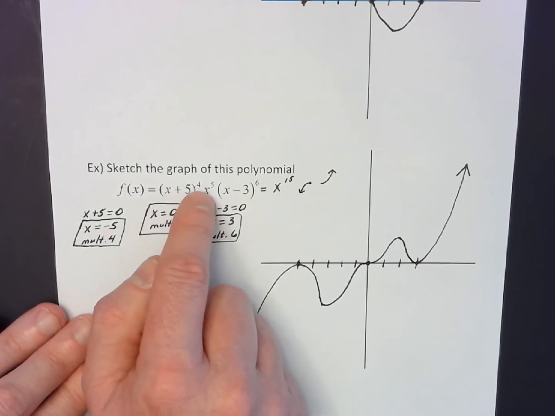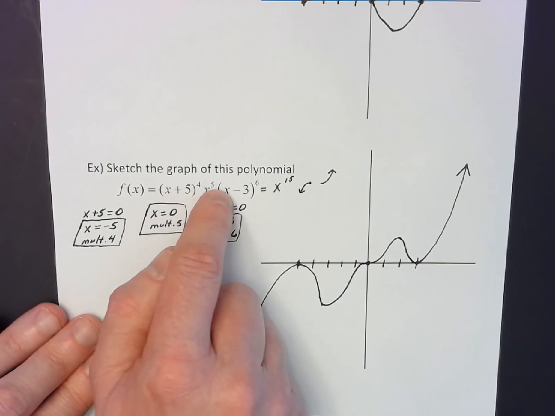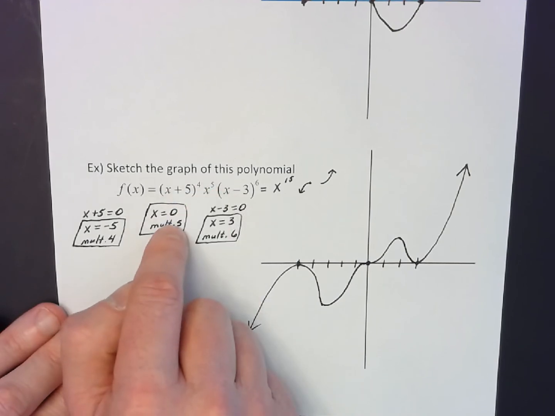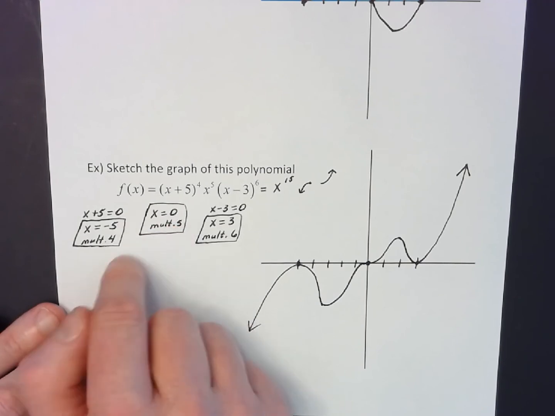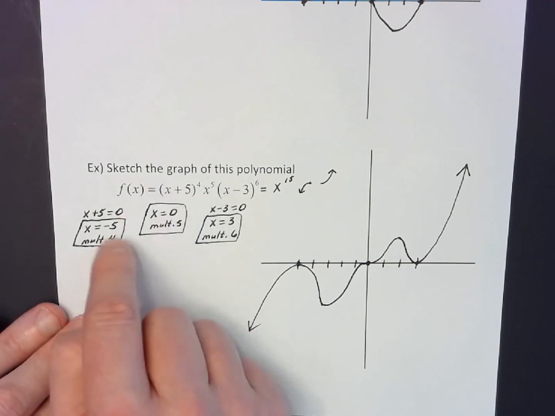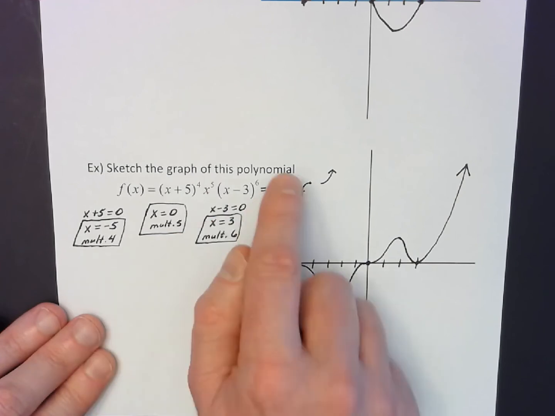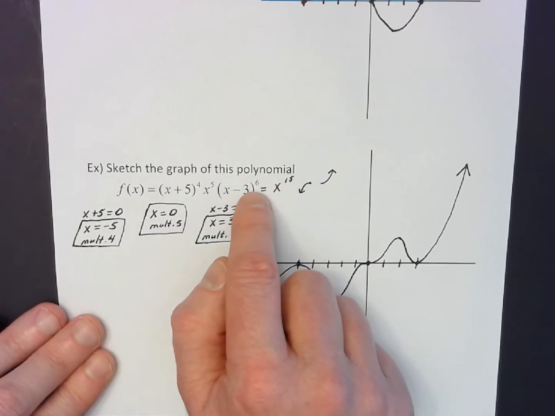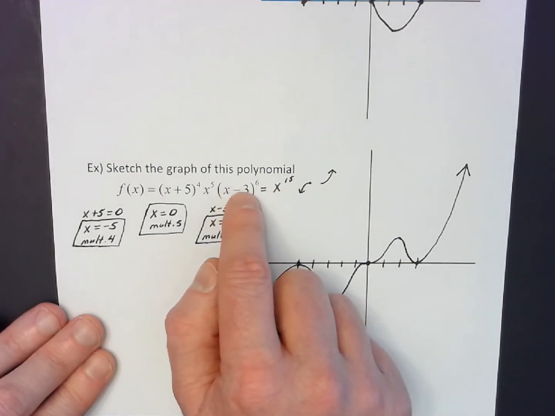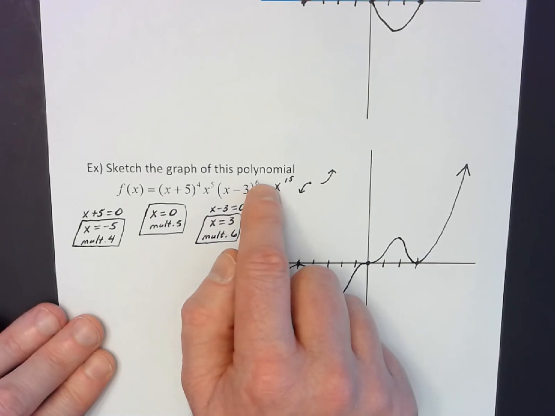Well, the graph at 0 has multiplicity 5. That means it's going to cross at 0, but it's not just going to go straight through. It's going to slide through at 0. It's going to flatten off at 0 and then go through. And then the x-intercept at 3 occurs with multiplicity 6, which again just means it's going to touch at 3 and go back in the direction it came from.